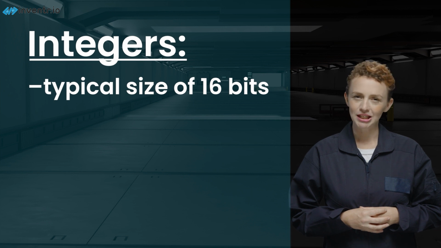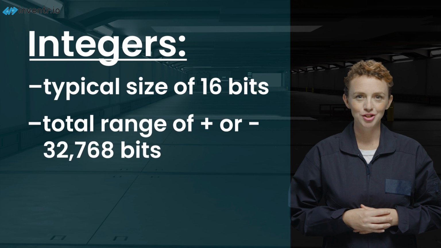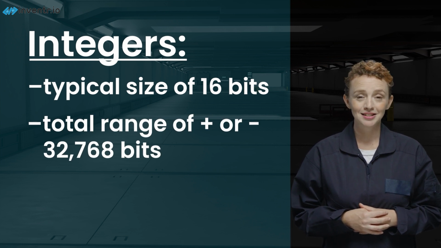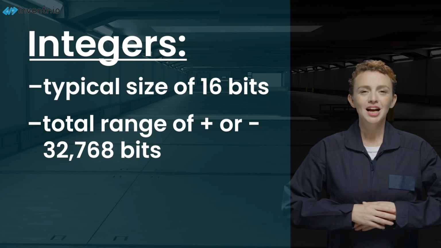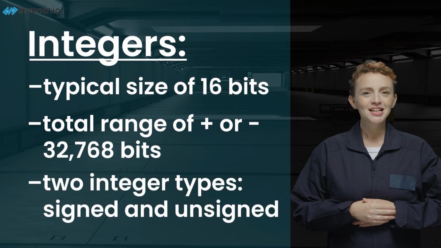Next, let's graduate to the integer. It's a little bit chunkier, with a typical size of 16 bits. This gives you a marvelous range of about plus or minus 32,768. Not too shabby, wouldn't you agree? When it comes to integers, we're not bound by one path to stroll down. We've got 2, signed and unsigned.